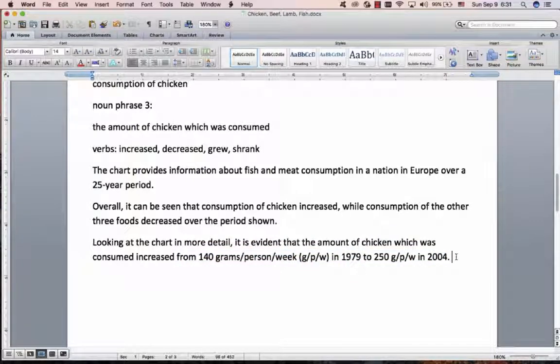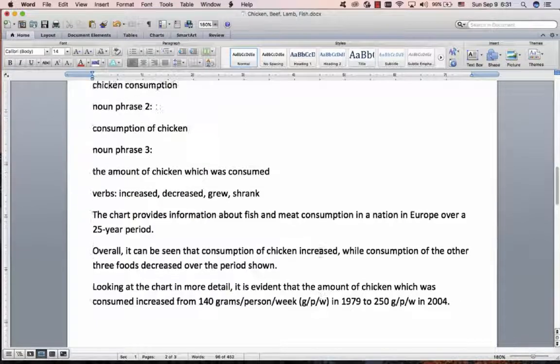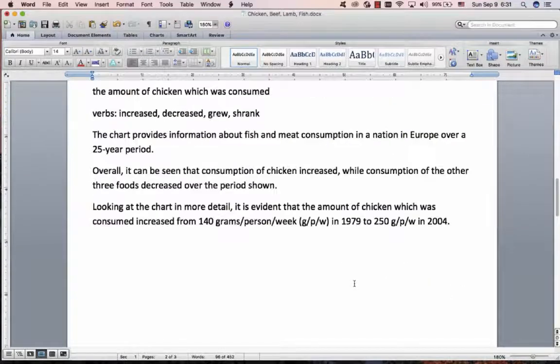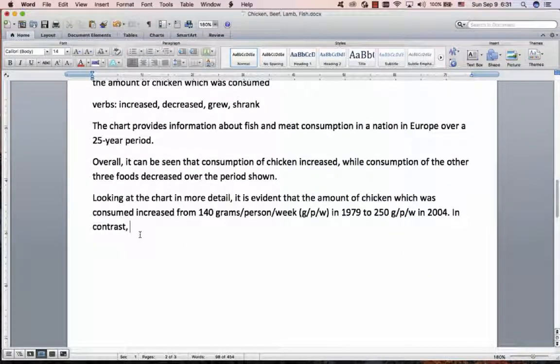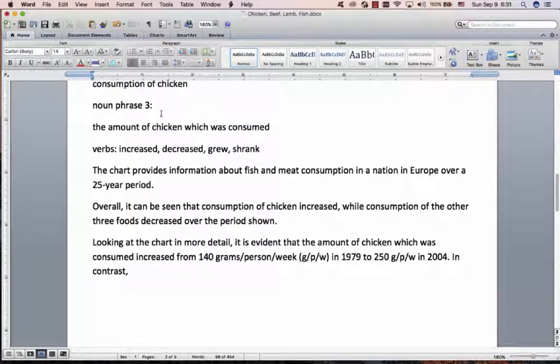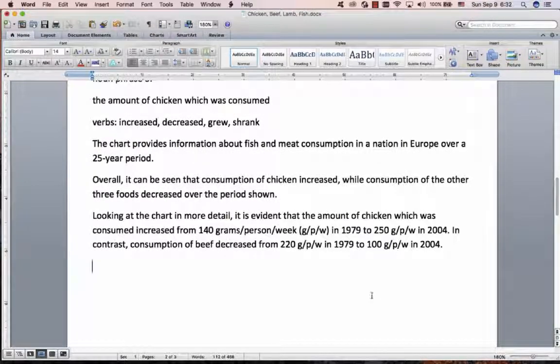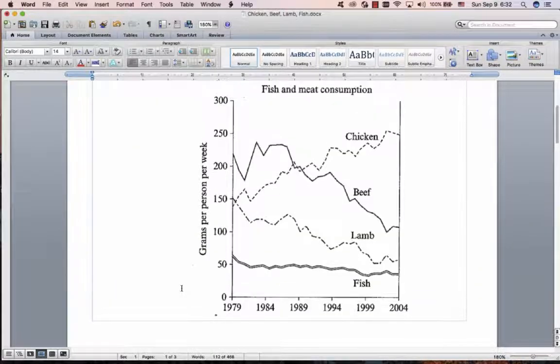Great. And then you just do the same thing again and again, but we want to make it a little bit better. We'll put some linking language. You see, chicken increased, beef decreased. So let's say in contrast. And then subject of the sentence, consumption of beef, main verb. And that's how easy it is. Right. Now, because I'm focusing on these noun phrases, I'm not making it too fancy. I will show you later in other essays how you can make it a little bit fancier.